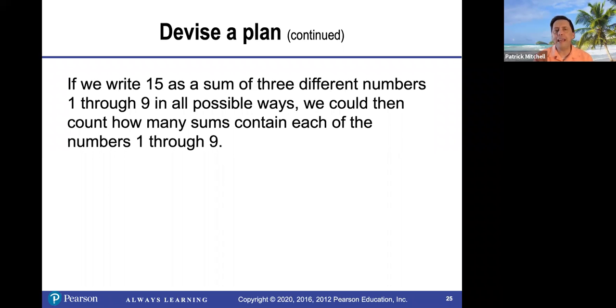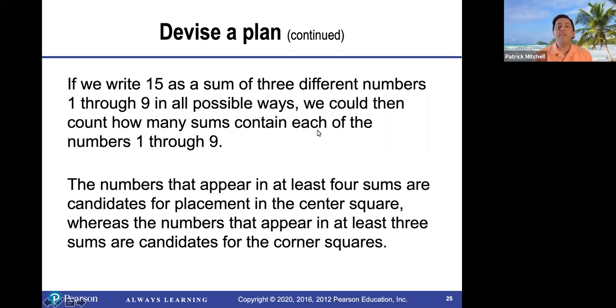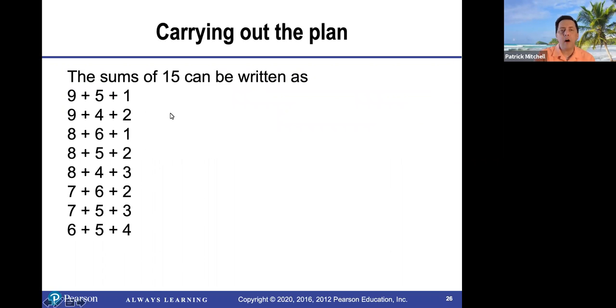So if we write 15 as a sum of 3 different numbers, 1 through 9, in all possible ways, we could then count how many sums contain each of the numbers 1 through 9. The numbers that appear in at least 4 sums are candidates for placement in the center square, whereas the numbers that appear in at least 3 sums are candidates for the corner squares. So here are all the different ways of writing 15 as the sum of 3 different numbers 1 through 9. You can see there aren't very many.